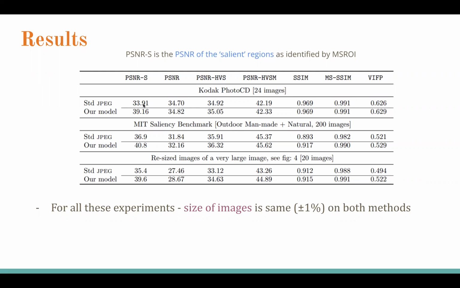So overall, the file is still the same size, but the quality of some parts is much better than other parts, because you can see the PSNR of the selected, salient regions is much higher than the PSNR of non-salient regions. And these are some of the other metrics used for image comparison. I'll not go over them, but this is some of the technique.